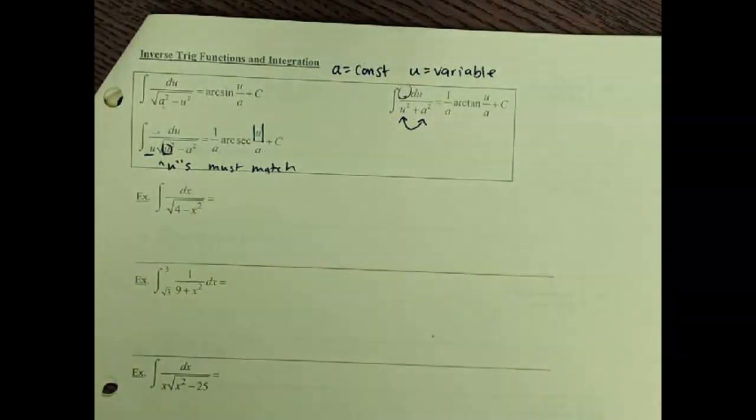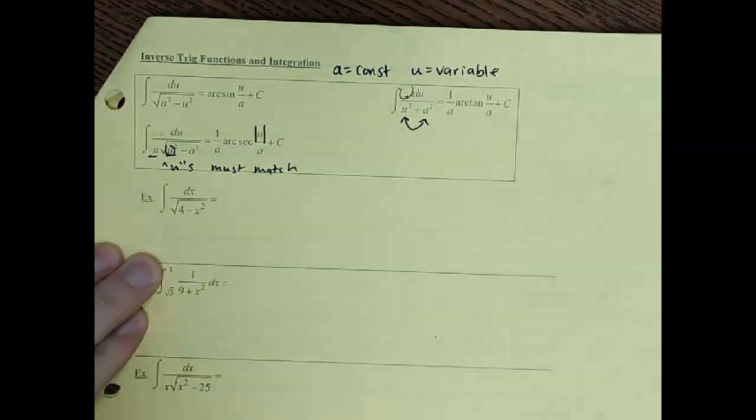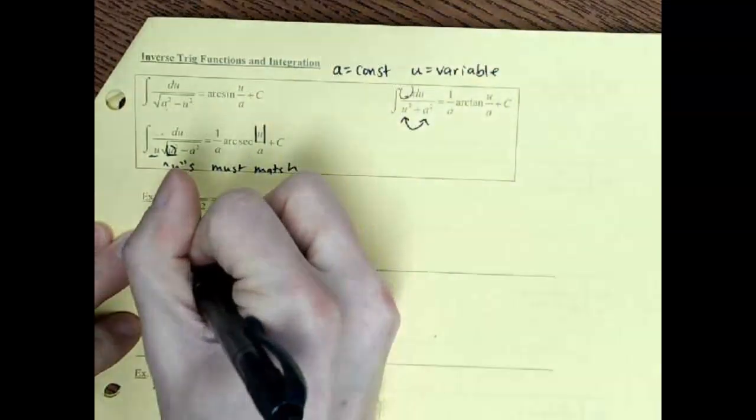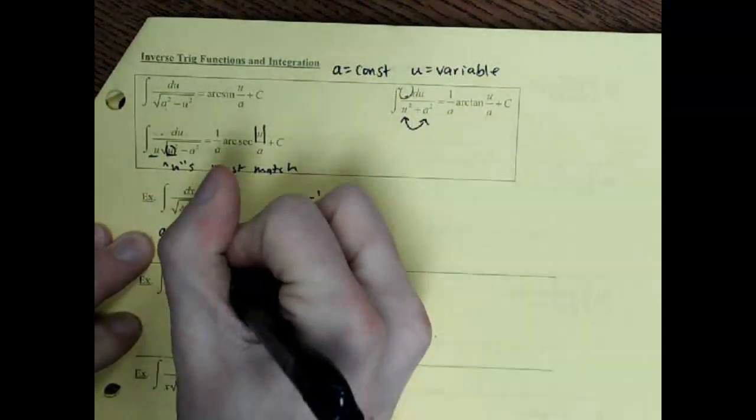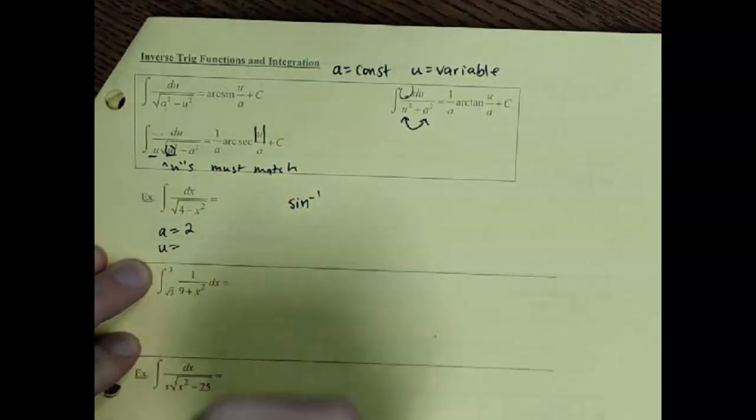Okay, so I know this one must be a sine inverse. It's subtraction, and the constant's first. So I know this must be a sine inverse. I know the a is not 4. It'd be the square root of 4. So the a is 2, and then the u, the square root of x squared, is x.